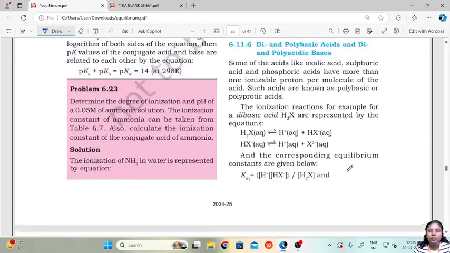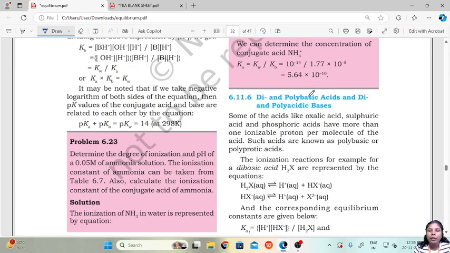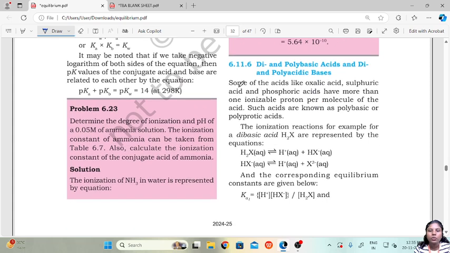Now let's look at di and polybasic acids and di and polyacidic bases. Now let's look at what these are. Some of the acids like oxalic acid, sulfuric acid and phosphoric acid have more than one ionizable proton per molecule of the acid. Let's look at sulfuric acid itself. It is H2SO4, so it has 2 protons which can be ionized, correct?